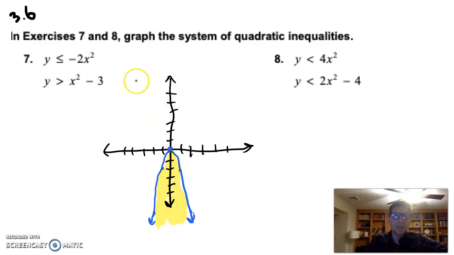Now let's move on to my second one. Greater than x squared minus 3. So I'll go down 3. It has only been shifted and it hasn't been stretched. So I go up 1 over 1, over 2, and up 4. That's a pretty good graph, I think. I don't need to do much more than that.